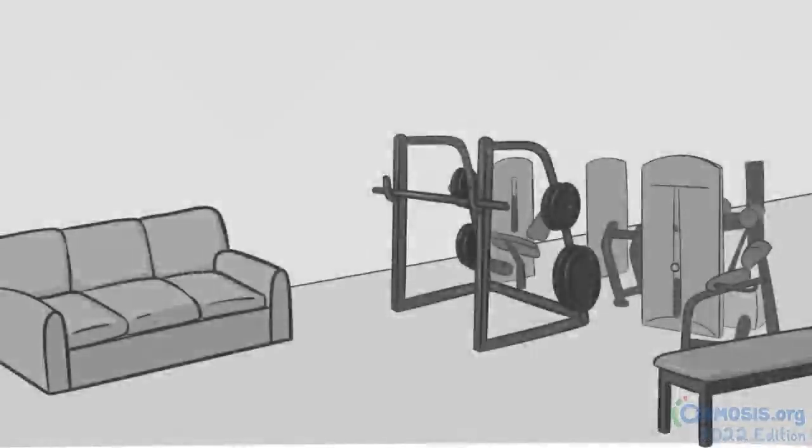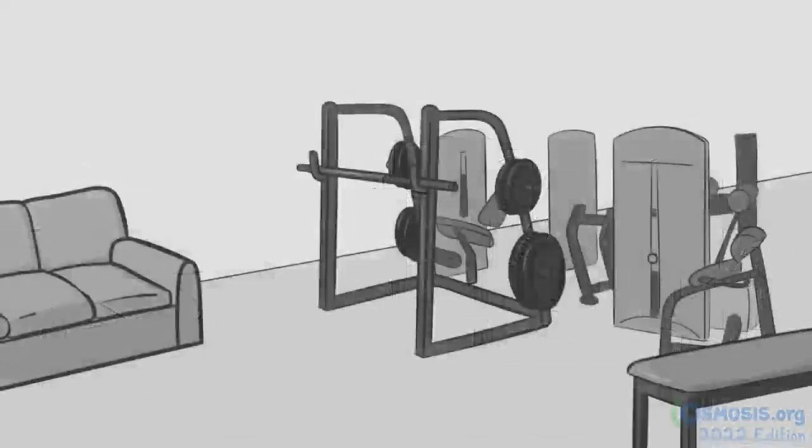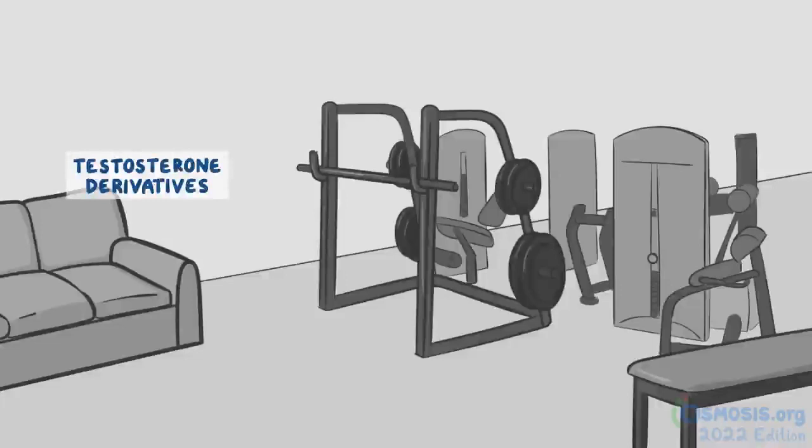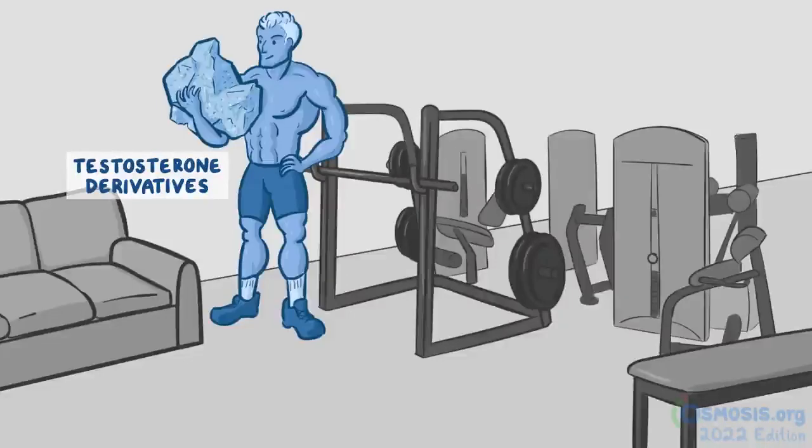Now let's make a simple and fun mnemonic that'll help you efficiently memorize these pharmacology facts. So let's go to the gym. The androgens are all training by the equipment, while the anti-androgens are chilling on the sofa. In the androgen section, we have the testosterone derivatives that often end in sterone, like fluoxymesterone and methyltestosterone. So let's have a hunky man lifting a large stone.